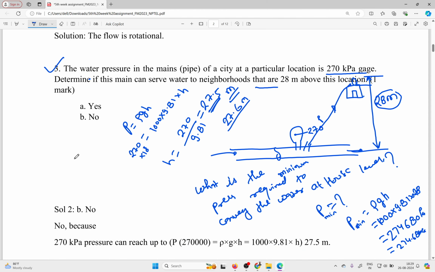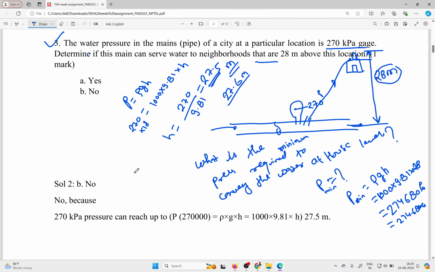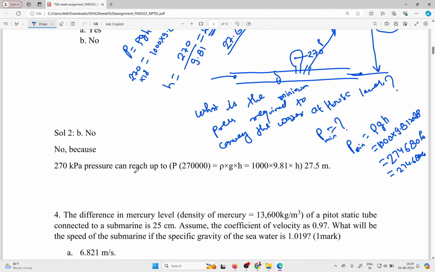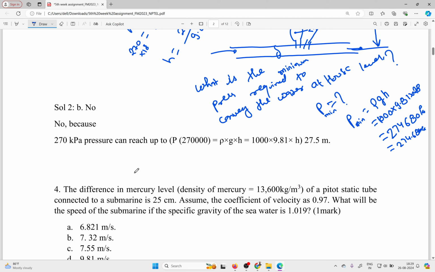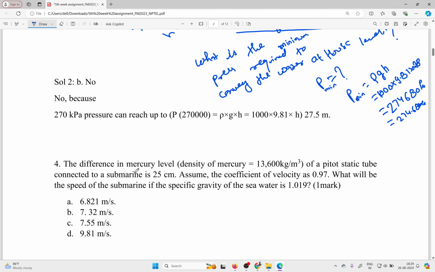So now we'll move ahead to the next question. Please, other students also try to participate in the question answer session. Otherwise, it will be difficult to solve such types of questions in the final examination.